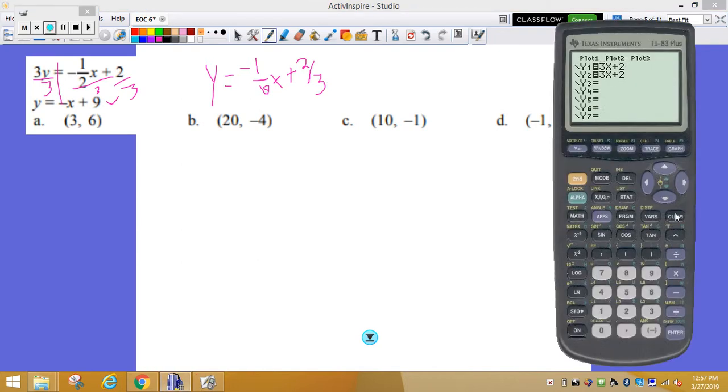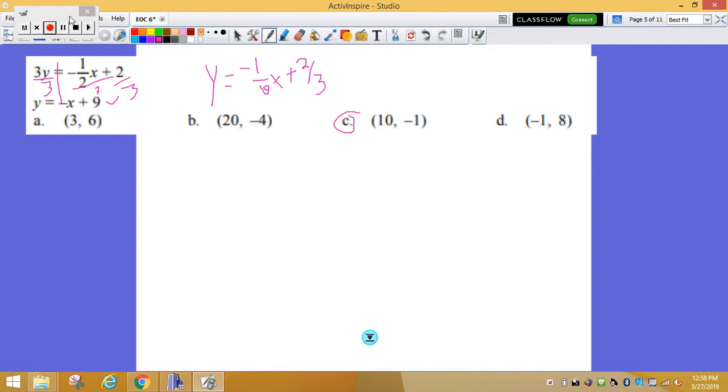So let's go to our calculator again. Y equals, we're going to type these in. So I got negative 1/6 x plus 2/3. And my other one is negative x plus 9. Let's graph it. All right, I can sort of see where they cross. Let's see if it'll do it. Second trace, go down to intersection, hit enter. All right, and it did it. So my intersection is at (10, negative 1). So I would pick C as my answer.